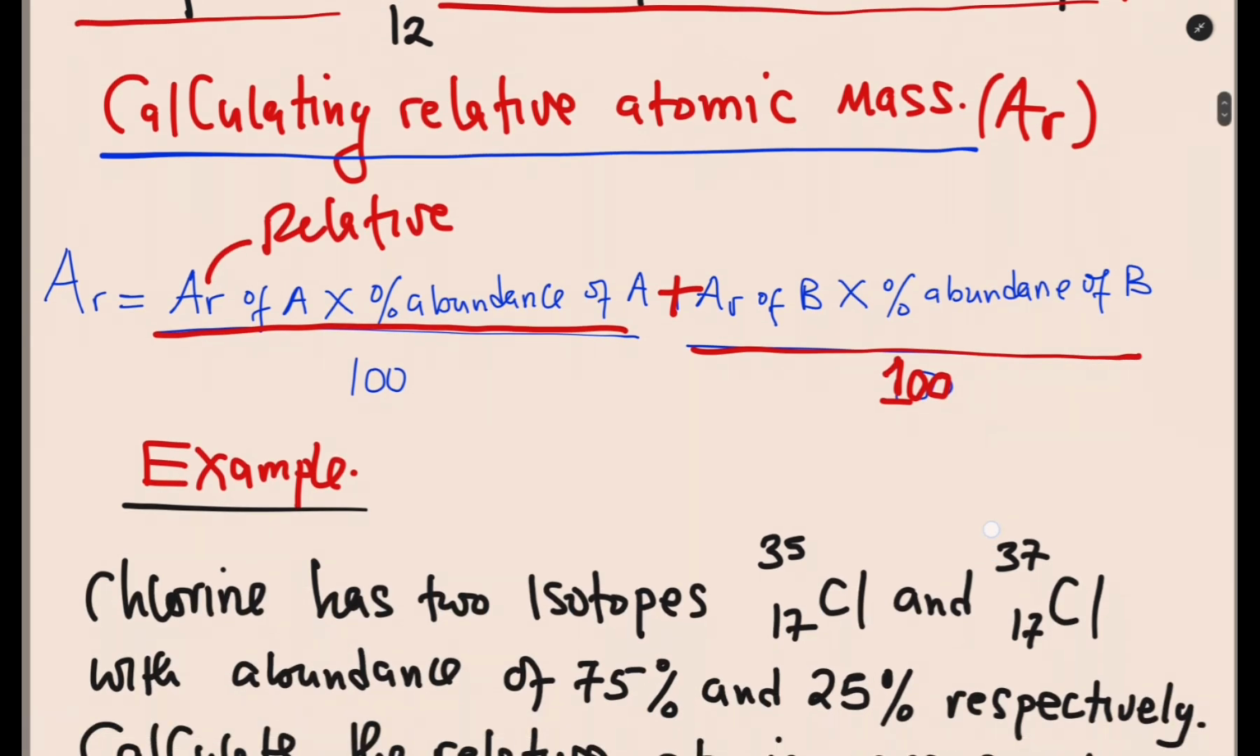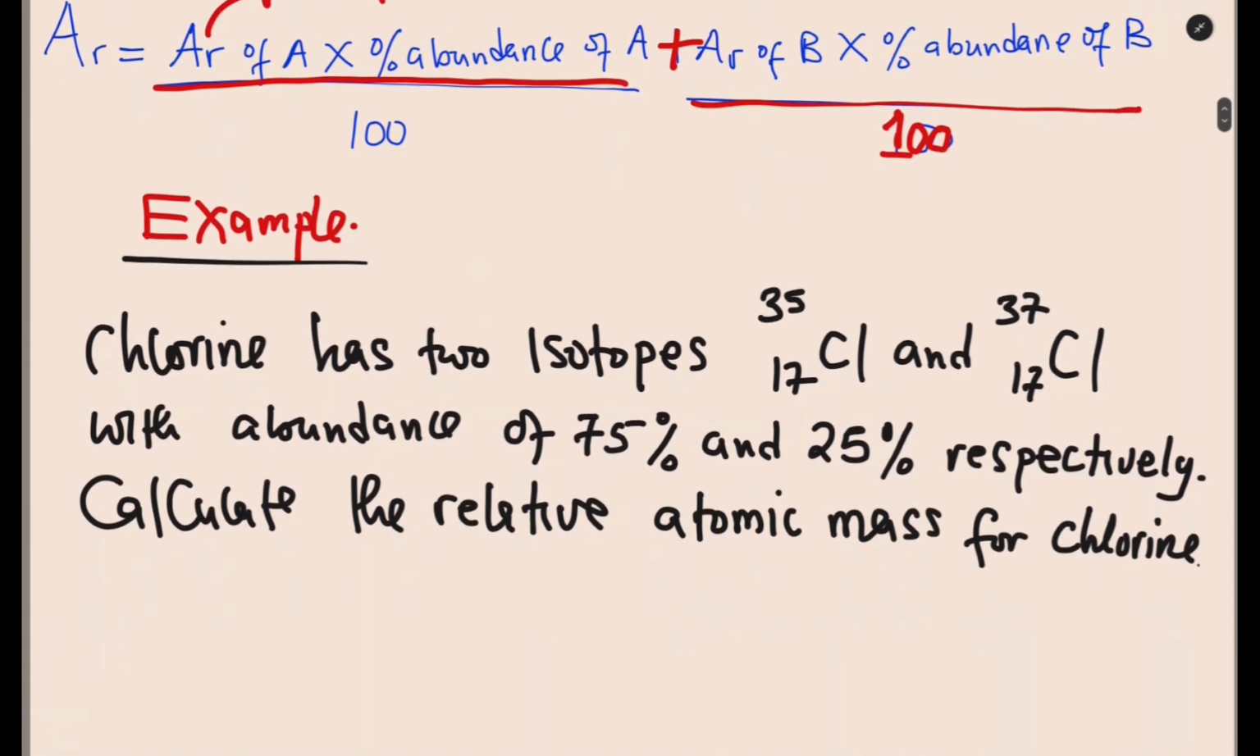Okay, let us look at an example, maybe to help us understand exactly what I mean. So here is a question. Chlorine has 2 isotopes. The first one we can put as A, according to the formula, then this one as B. So chlorine has 2 isotopes, that is chlorine 35 and chlorine 37, with the abundance of 75 and 25 respectively. Calculate the relative atomic mass for chlorine.